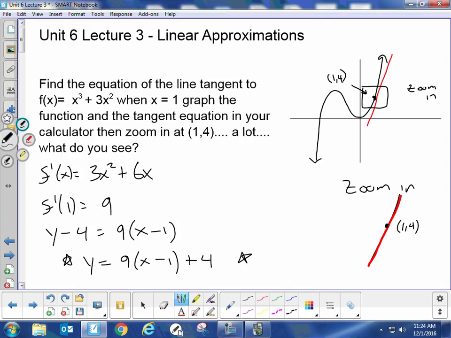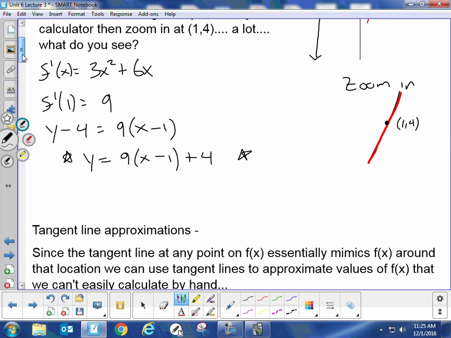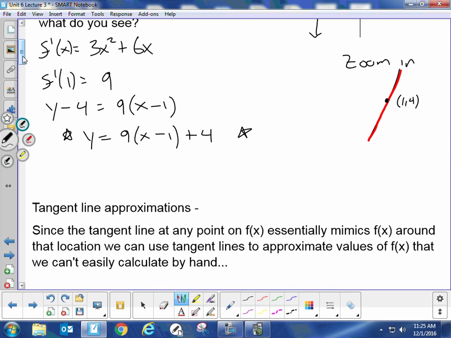Now, what are we going to do with this fact that a tangent line is pretty much on top of my function at a location or around a specific location when zoomed in? We're going to use this to be able to approximate function values of this. And that is what we're going to do, tangent line approximations. Since a tangent line essentially mimics a function around a location, we're going to use those tangent lines to approximate values of my function that I can't easily do by hand. Okay? So what do I mean?